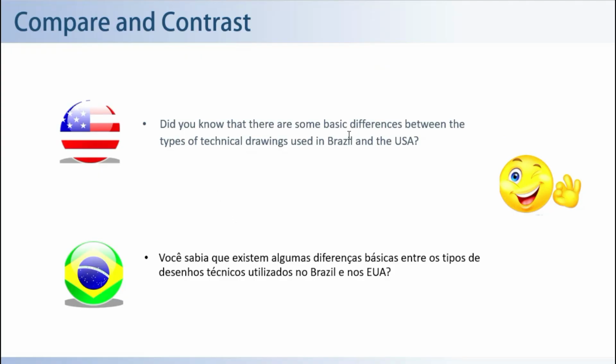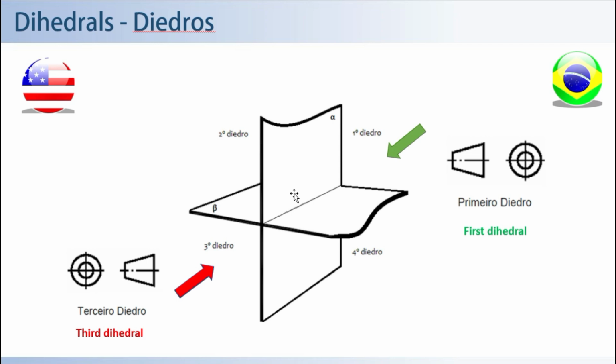Did you know that there are some basic differences between the types of technical drawings used in Brazil and USA? Well, the pictures below show exactly that. In Brazil, if you divide the space we are working with drawings into four spaces, with a plane here and a plane here, we have the first dihedral, second dihedral, third dihedral, and fourth dihedral. We have four dihedrals.